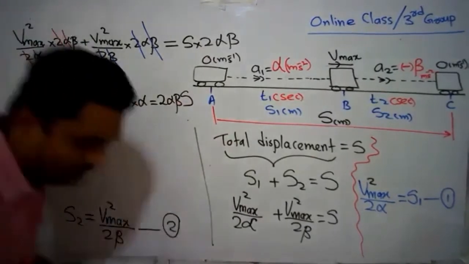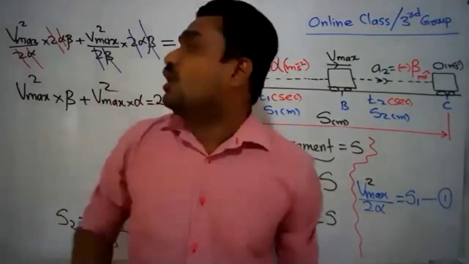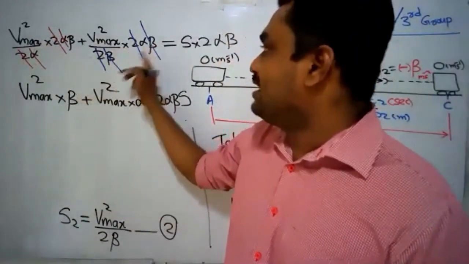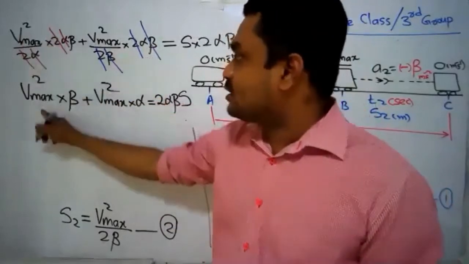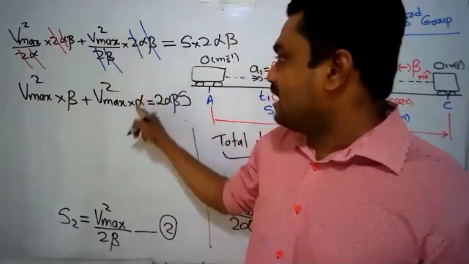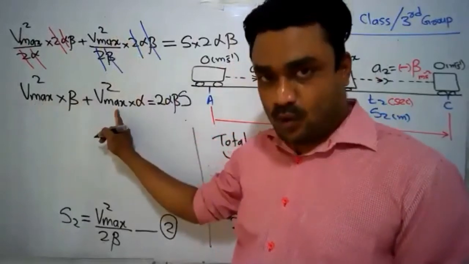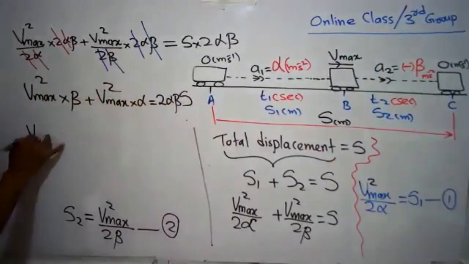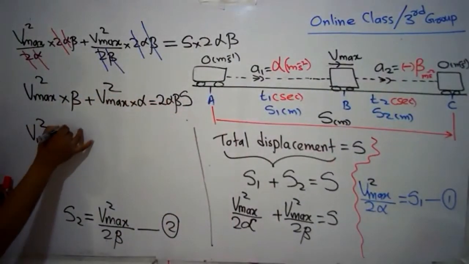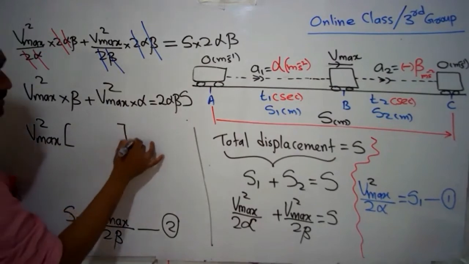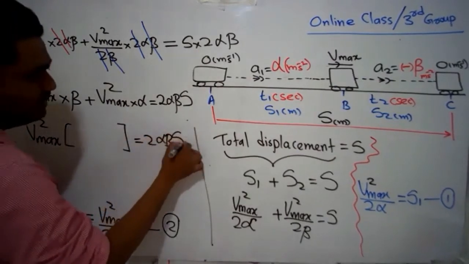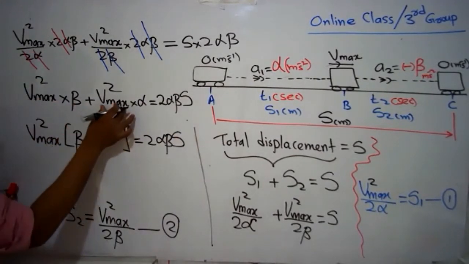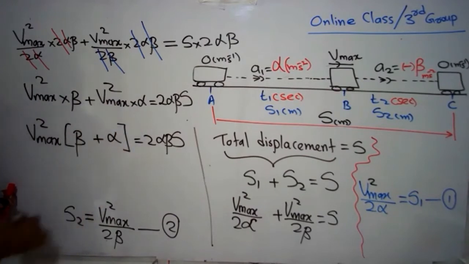Look at this, stop writing. I have multiplied all the terms by 2 alpha beta. Then 2 and 2, alpha alpha cancelled out. 2 and 2, beta to beta cancelled out. The remaining terms are V max square beta, V max square alpha. Now you see V max square is common. Therefore, V max square can be taken out from a bracket. And here I will have 2 alpha beta S. Once V max square is taken out, the remaining terms are beta and alpha.